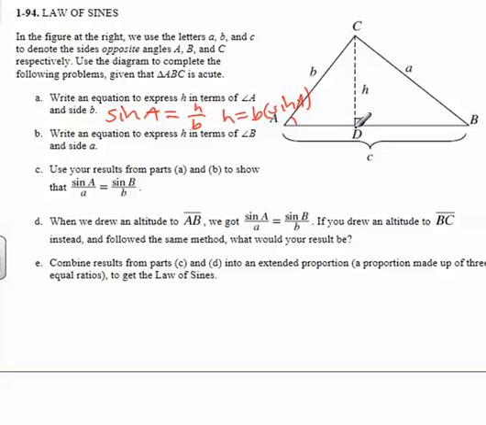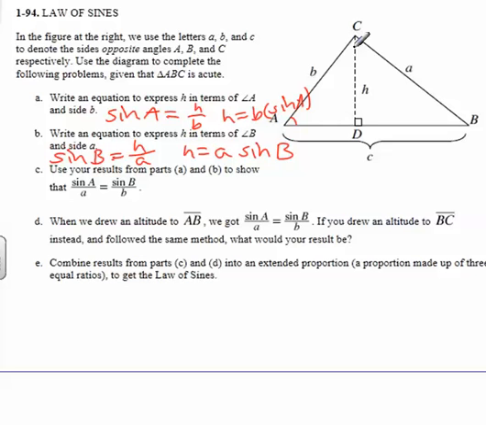All right, so for B, same kind of idea. We want height in terms of angle B and side A. Well, from angle B, it's opposite over hypotenuse, so again, it's sine. So sine of angle B is equal to opposite, which is H, and hypotenuse, which is A. H over A. Let's solve for H, multiply both sides by A. So we get H is equal to A times sine of B. Okay. Use your results to show that this is the case.